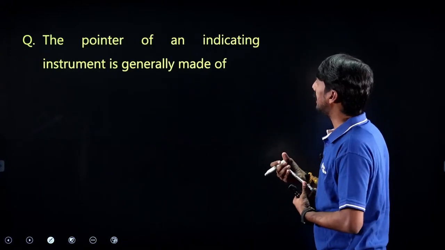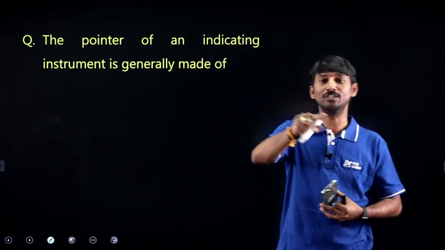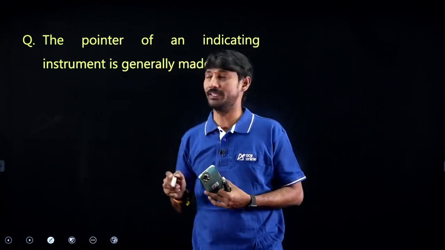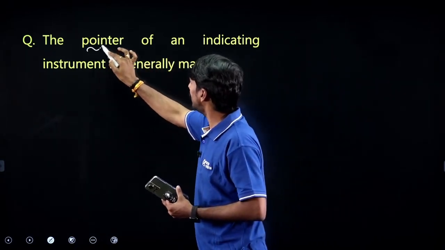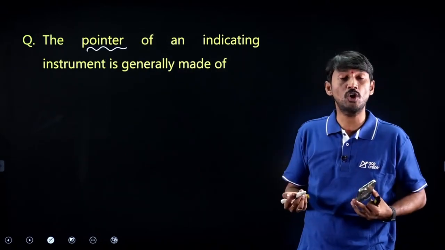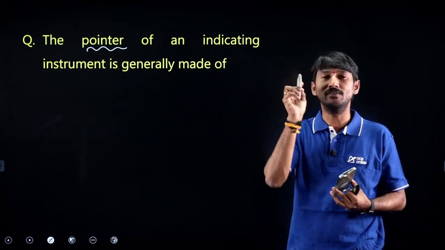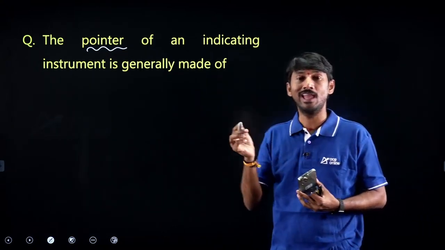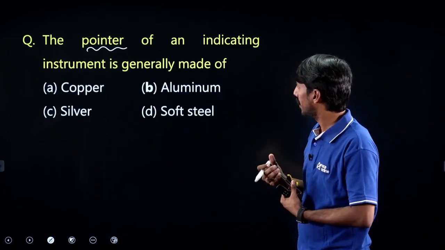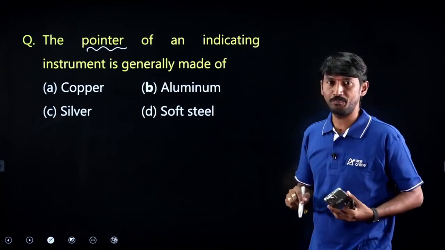The pointer of an indicating instrument is generally made of, in the diploma level, so-and-so is made up of dash, in that way the questions will be there. Sir, the pointer should be light in weight, meaning the pointer should have very, very small weight, as light as possible. Which material? Just check it. Copper, silver, soft steel, aluminium.